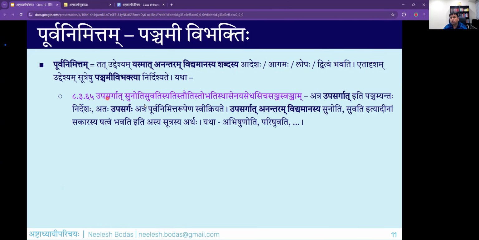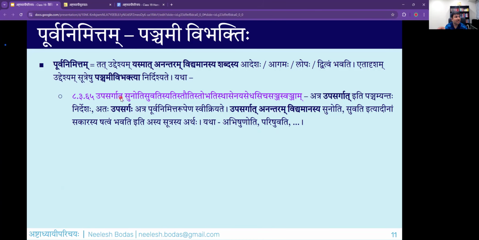Look at this sutram. Upasargat, sunoti, suvatisyati and so on. Upasargat, it's a giveaway. Upasargat iti panchamyantaha nirdeshaha, atah upasarga iti पूर्वनिमित्त रूपेण स्वीक्रियते. उपसर्गात् अनन्तरं विद्यमानः सुनोति इति धातुः सुवति स्यति and so on इत्यादीनां विषये whatever कार्य is being told, सकारस्य षत्वं भवति. So abhishunoti, parishuvati. So that sa is being converted to sh. That's the vidheya. And who is the purva nimitta? The purva nimitta is upasargat.